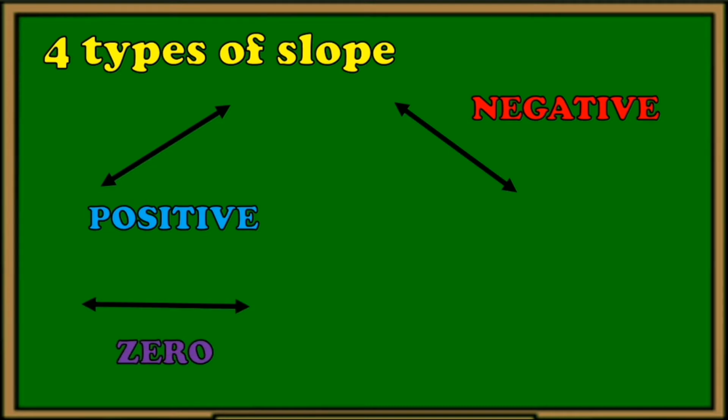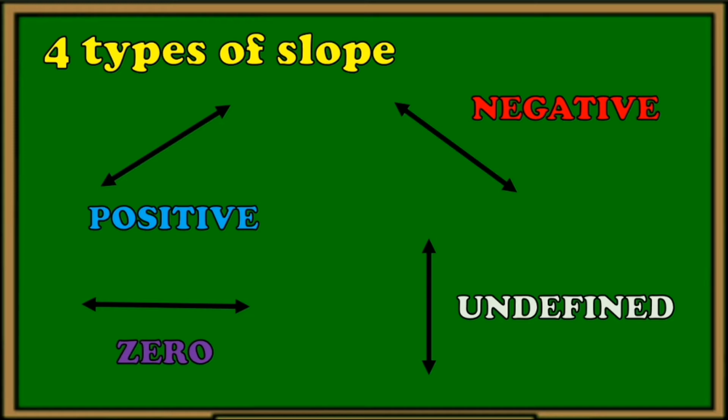And if a line is horizontal, the slope is zero. And if the line is vertical, the slope is undefined.